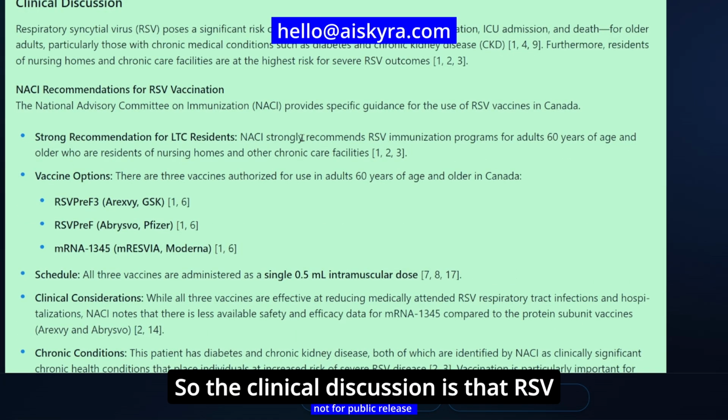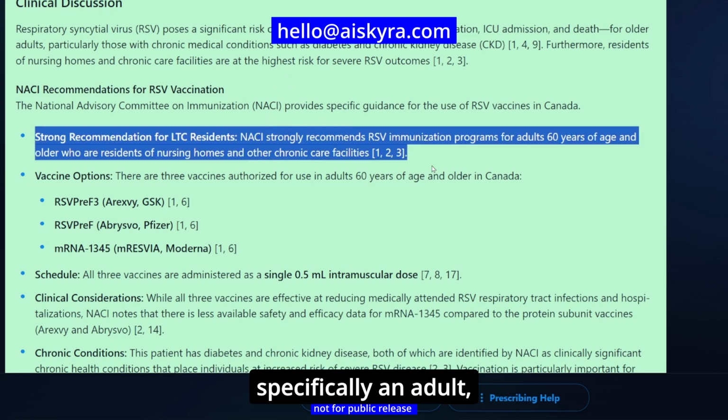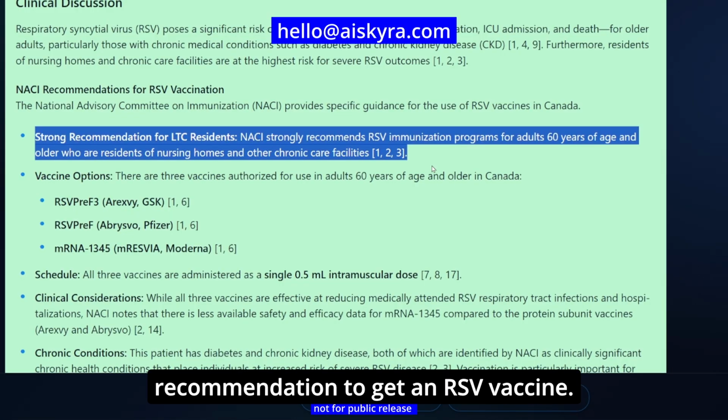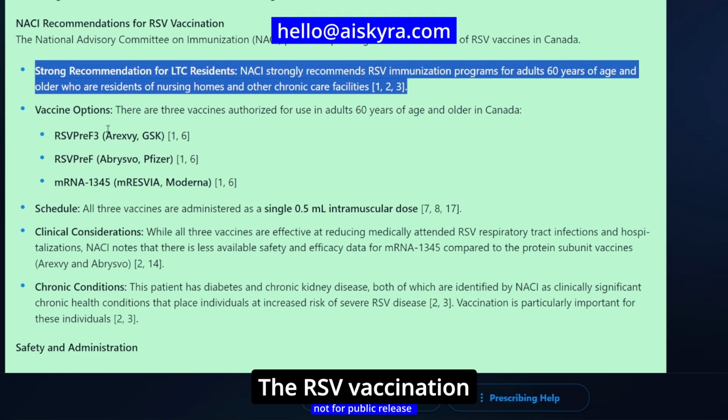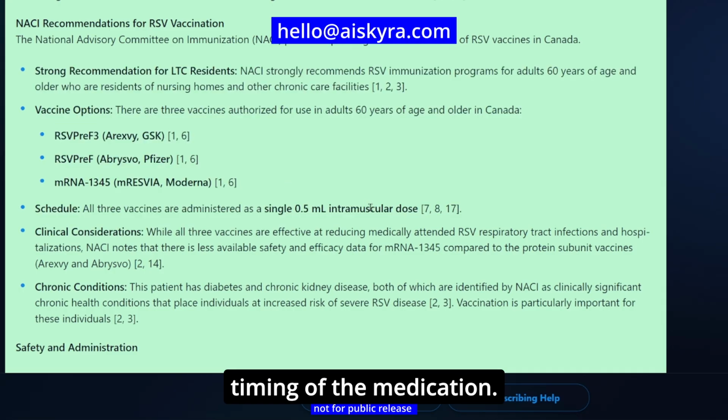So the clinical discussion is that RSV poses significant risk of severe outcomes for older adults. And you see that NACI has specific guidance for use of RSV in certain categories of patients, specifically an adult 60 years of age and older who's a resident of a nursing home or other chronic care facilities. It is a strong recommendation to get an RSV vaccine. The RSV vaccination options are listed here, as well as the schedule or timing of the vaccination.